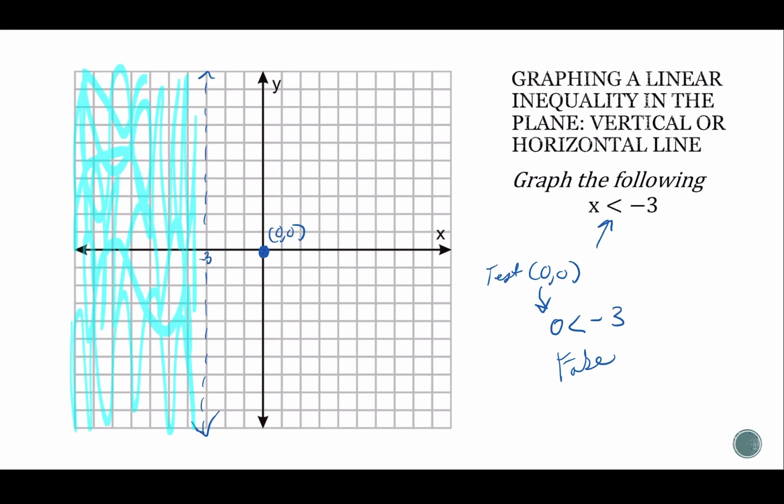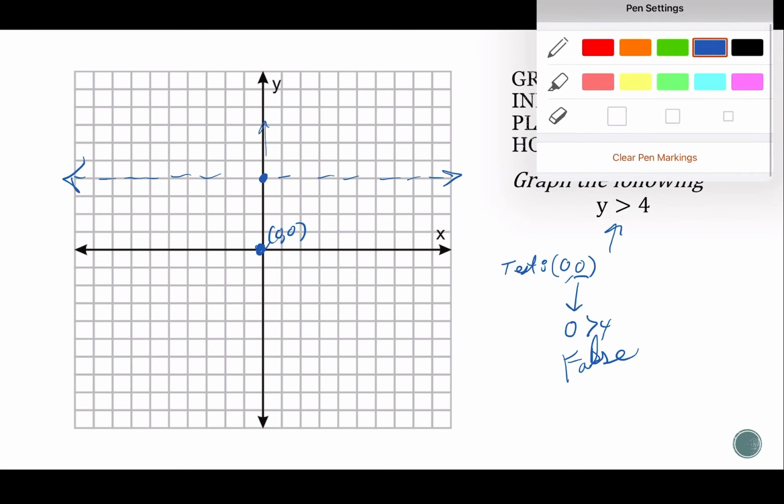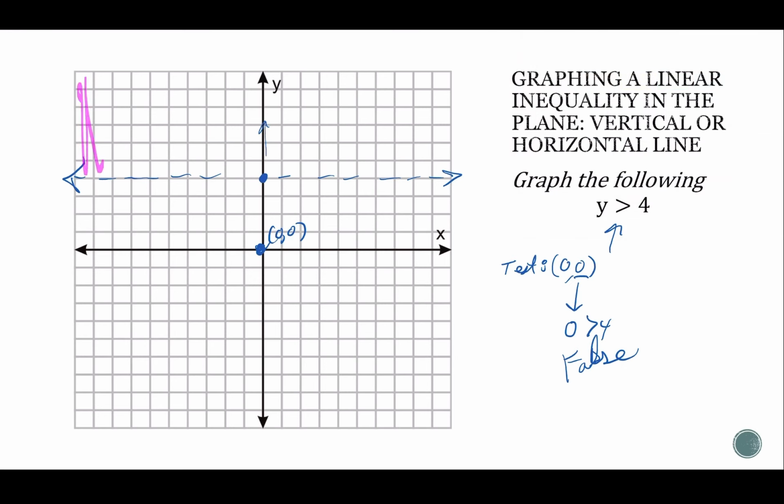Our last example is when y is greater than 4. So here's where y is 4. It's greater than, so not greater than or equal to, so I'm going to use a dashed line. Because it's greater than, I know we're going to want to shade above, but let's pick a test point just to be careful. My test point is 0, 0. So I have y is 0. Is 0 greater than 4? That's false. Because it's false, I know this test point isn't in my solution, so I'm going to go ahead and shade above.